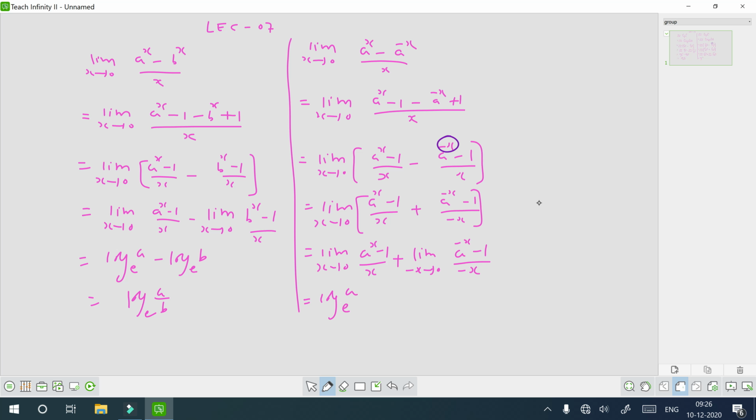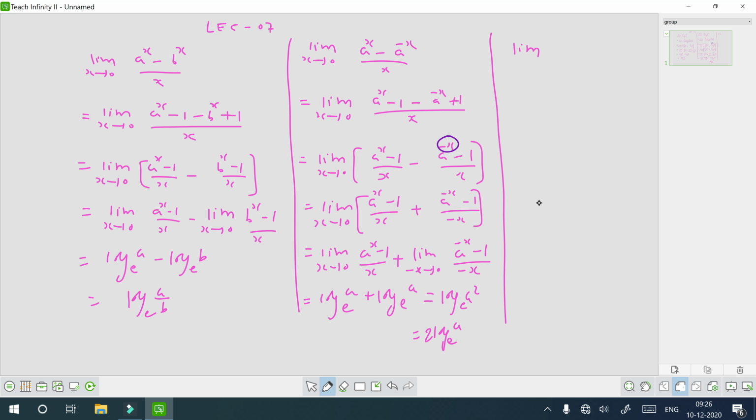That comes out log a plus this one also log a. So that is equal to log a squared, or we can write that is equal to 2 log a also. Yes, very good. Let us see one more example of this form.